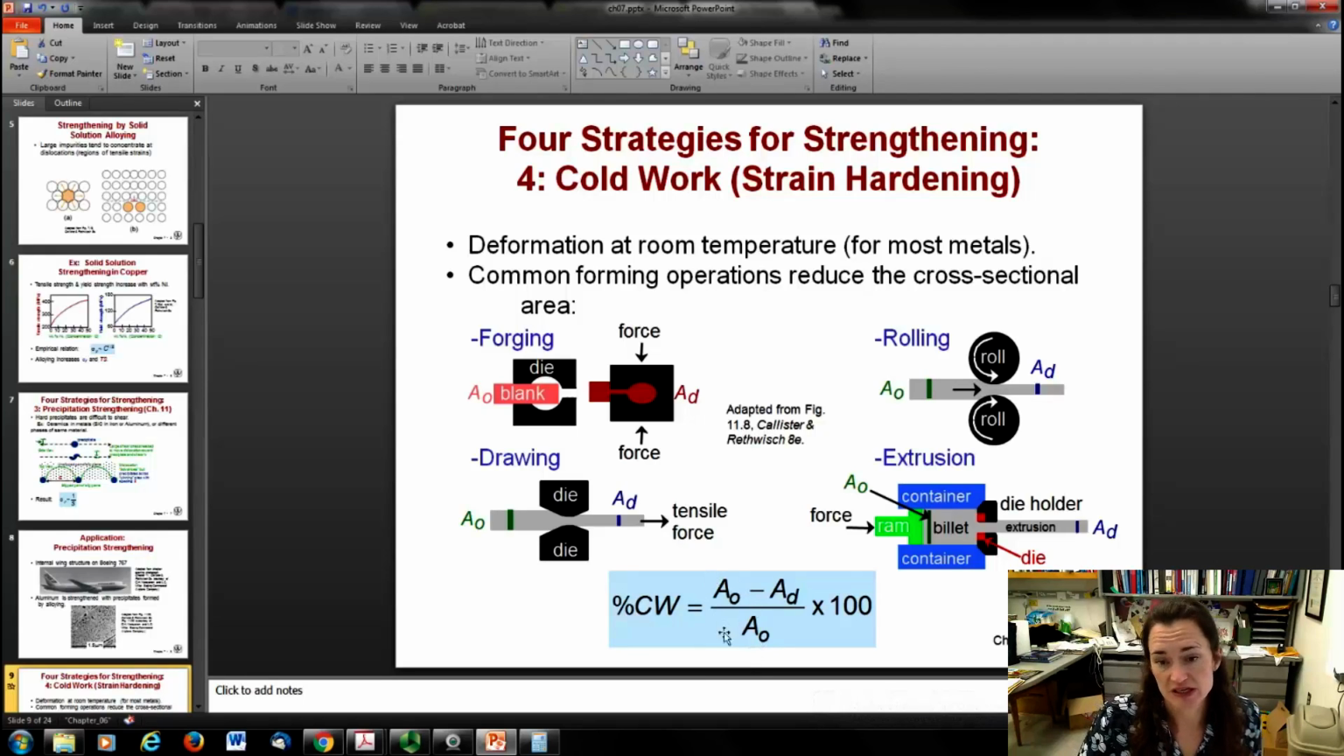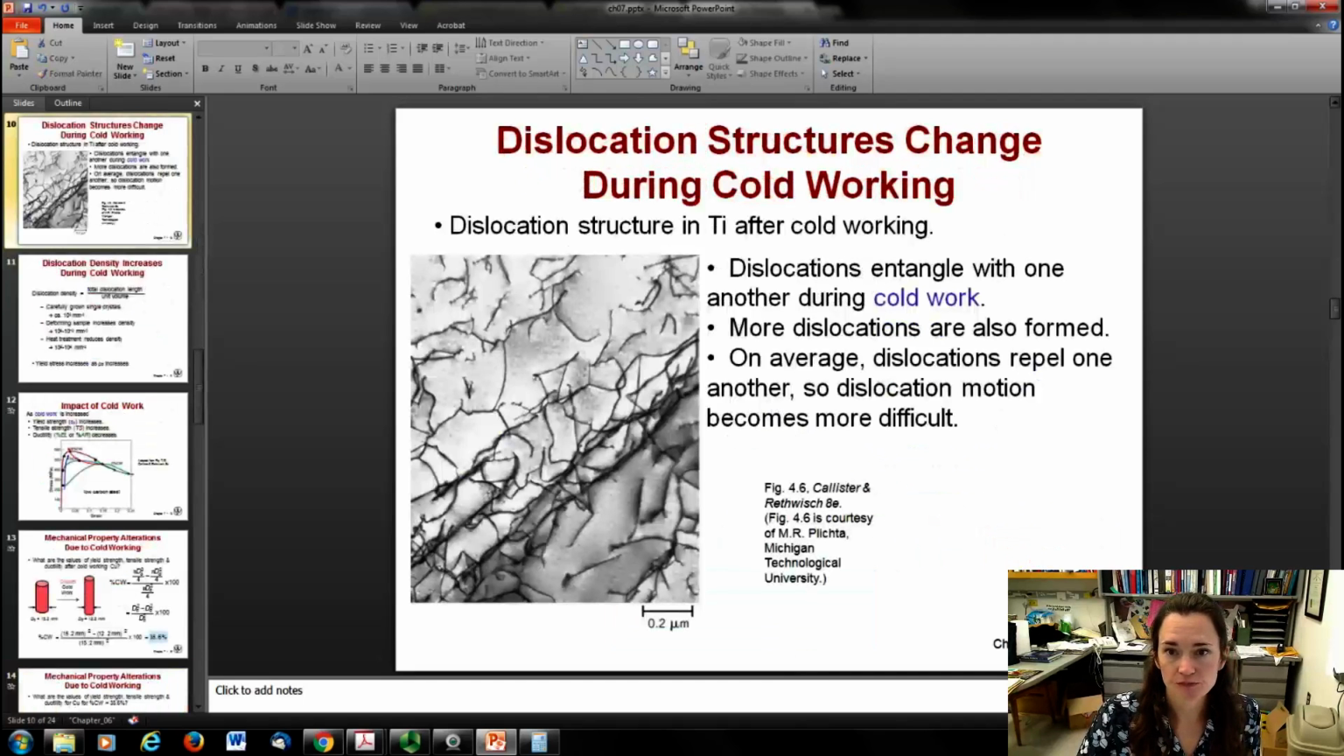So A naught would be the initial cross-sectional area of your material, and then A_d is the cross-sectional area after it's been through cold work. And you take that difference over the initial and multiply times 100% to get your percent cold work of the material. So here you can see what's going on and how cold work influences material properties and why it makes it stronger.